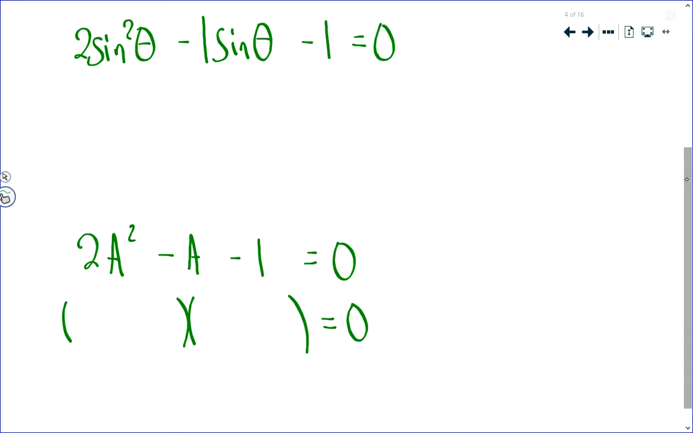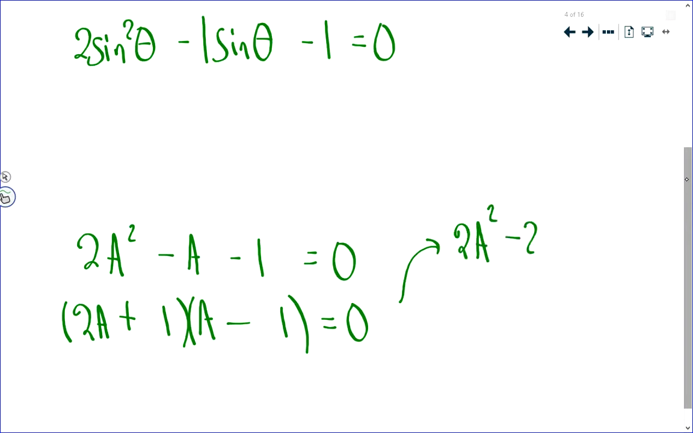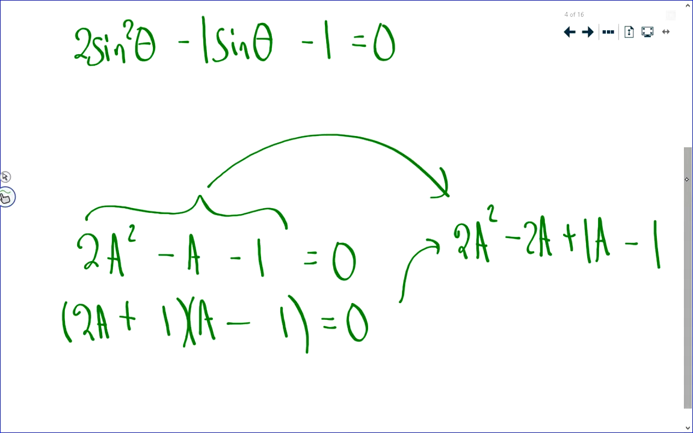Okay, so hopefully what you got is you said that I need a 2a and an a, I need a 1 and a 1, and you figured out that if you put a negative in the second binomial and a positive in the first, and you FOIL that out, you're going to end up with, and I will show this quickly, 2a squared, minus 2a for your outer, plus 1a for your inner, and minus 1 for your last, and of course that is what we started off with, 2a squared minus 1a minus 1.